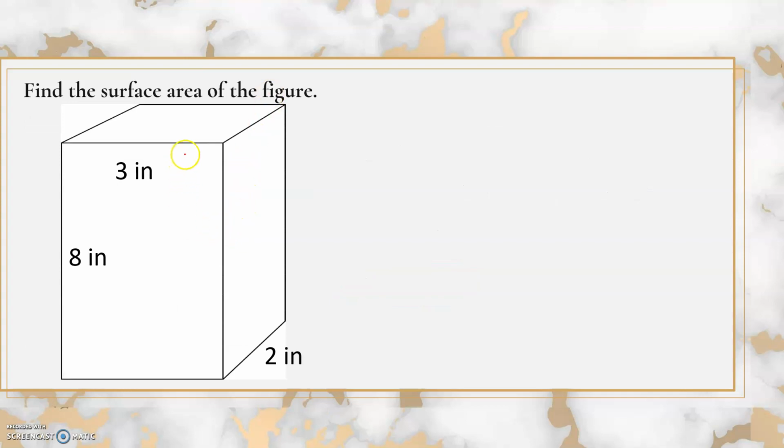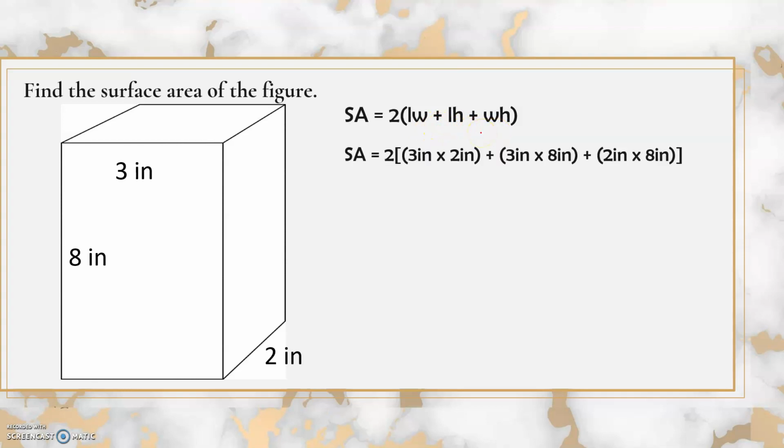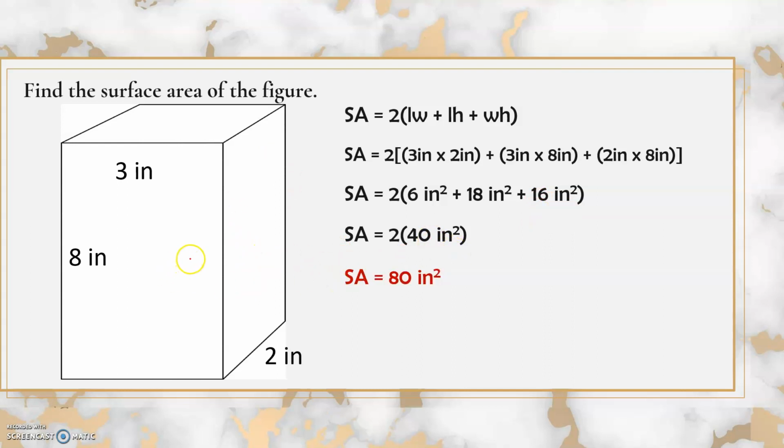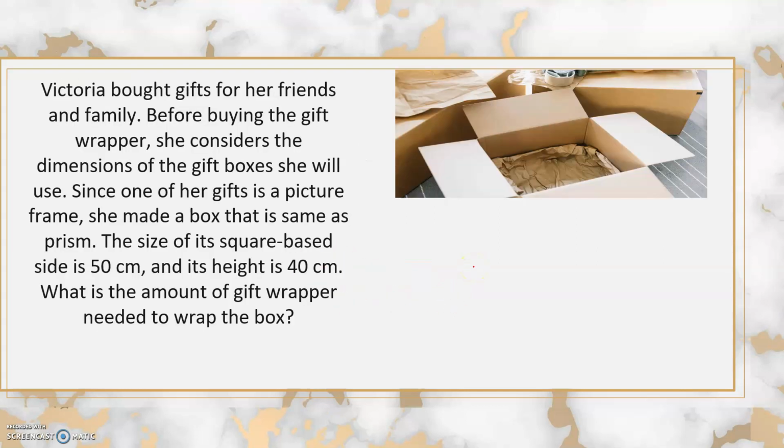Another example, we have here a rectangular prism with a height of 8 inches, a length of 3 inches, and a width of 2 inches. So we will still use our formula 2 times the sum of length times width, length times height, and width times height. Substituting the given information will give us this equation, and performing the operations correctly will result in 2 times the sum of 6 square inches, 18 square inches, and 16 square inches, which is equal to 2 times 40 square inches, and that will give us the surface area of this rectangular prism, which is equal to 80 square inches. Now let's try to solve some word problems.